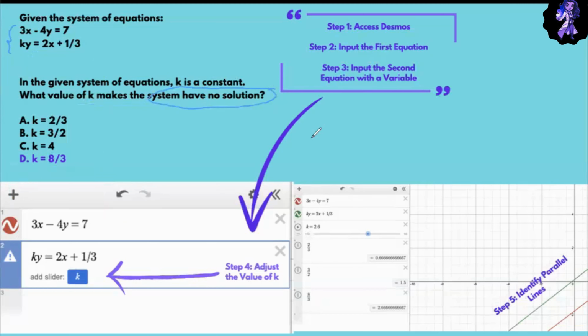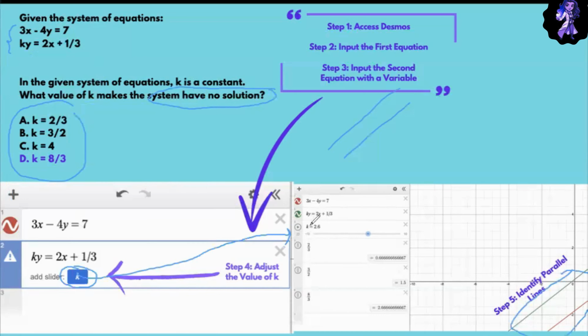Based on the knowledge previously provided to us, we know that since there's no solutions, that means the lines have to be parallel, which also means when we're solving, we don't want to have an intersection, otherwise it's not going to be correct. So we have 4 values of k here. And what I did is once I selected add slider, I get a slider here. And I'm going to go ahead and slide 2/3, 3/2, 4, and 8/3 until I get 2 parallel lines.